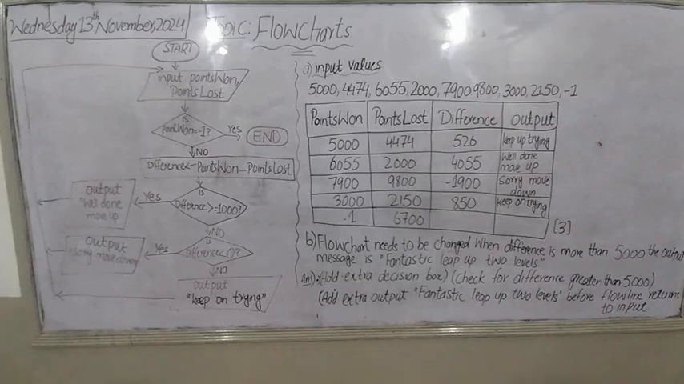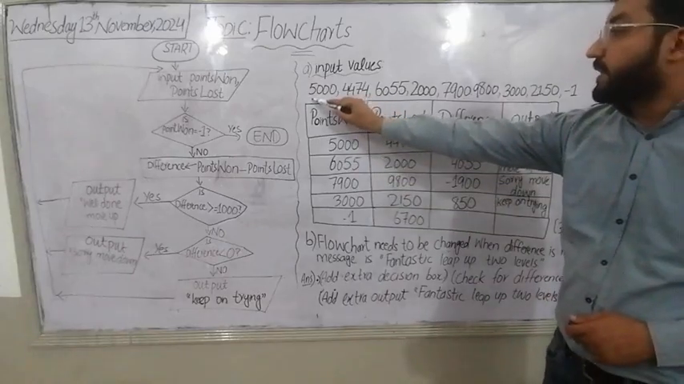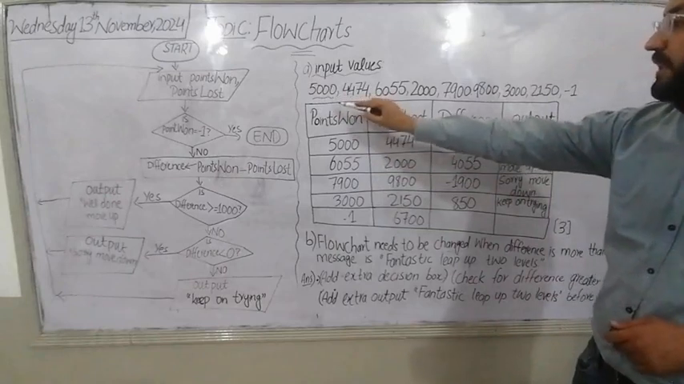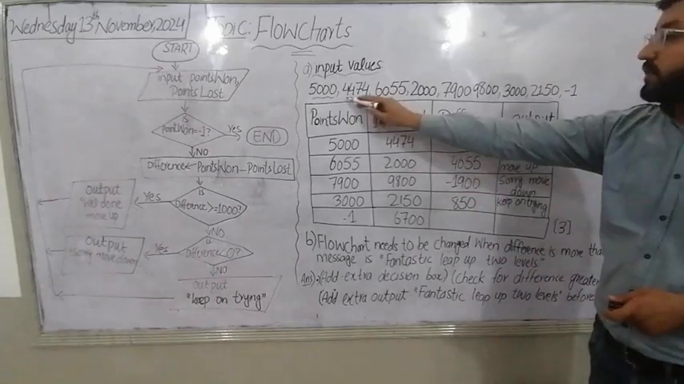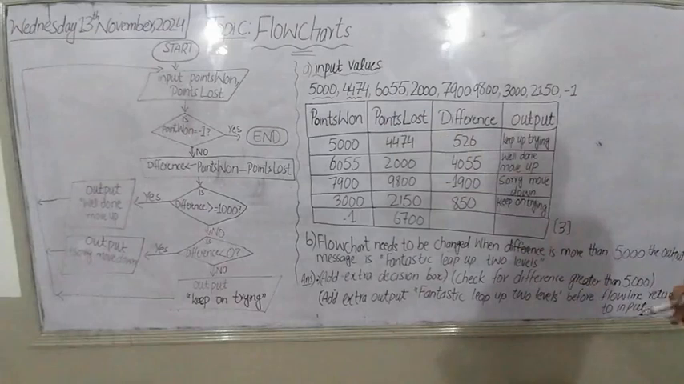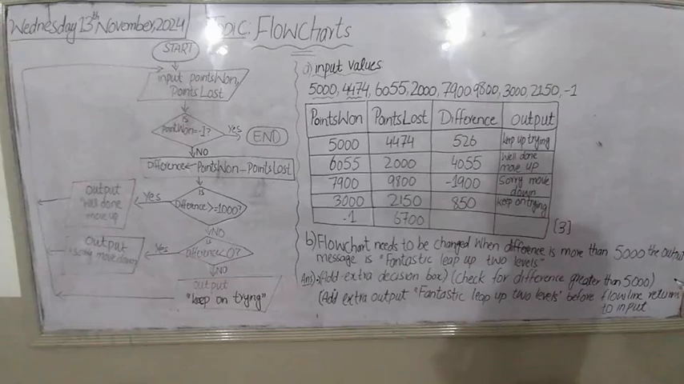So let's start. First we have to input two values because we have two variables. The first one is points won and the second one is points lost. Okay, as you can see here, we have the first value, that is 5000. This value will go in the variable points 1, and the second value, 4474, will go to the second variable, that is points lost.